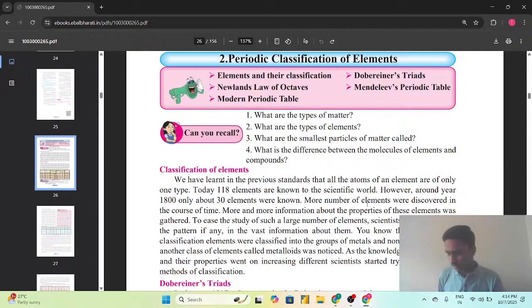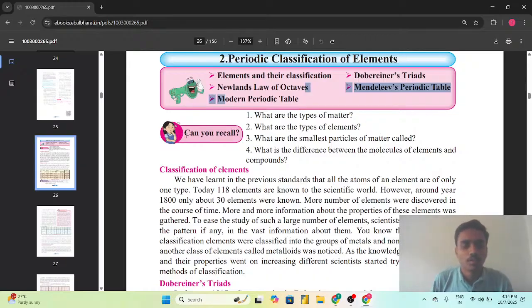So now we are going to start with chapter 2 of Science One. That is the periodic classification of the elements. So elements and their classification, then Dobereiner triads, Newland's law of octaves, Mendeleev's periodic law, and the modern periodic table. These are all the topics we are going to cover in this chapter.